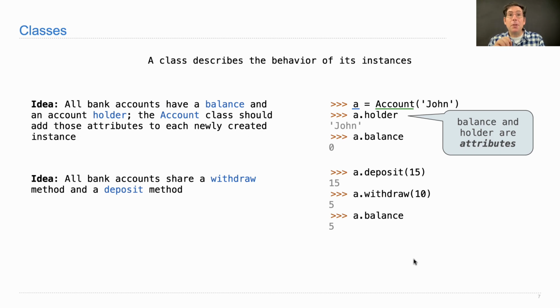This is an example of a local state. What do I mean by local? I mean this balance is particular to the A object. It's not something that I could refer to without a dot expression.